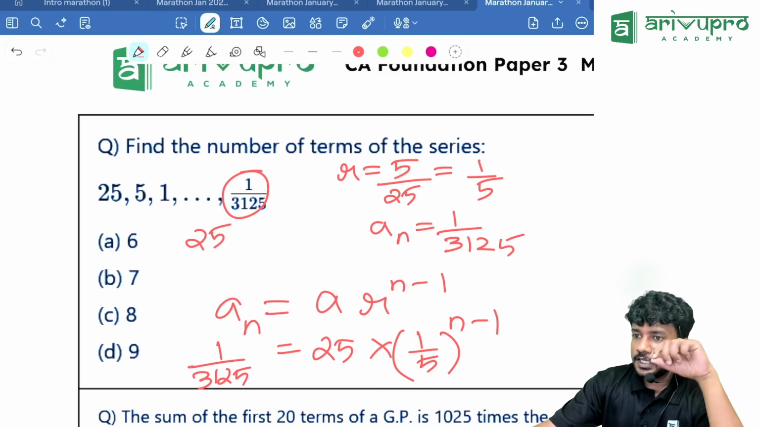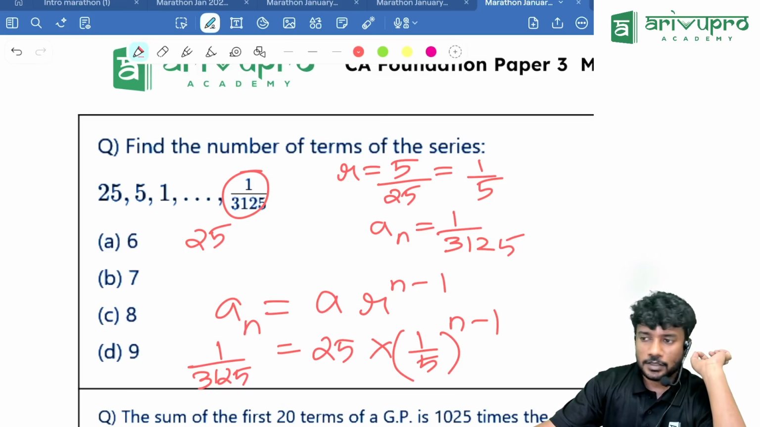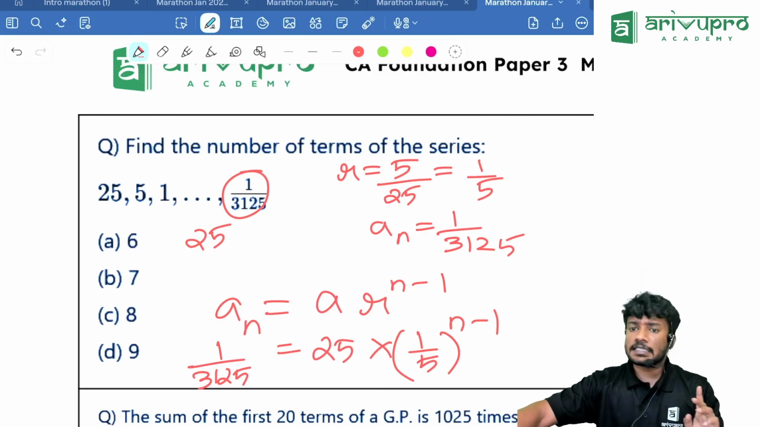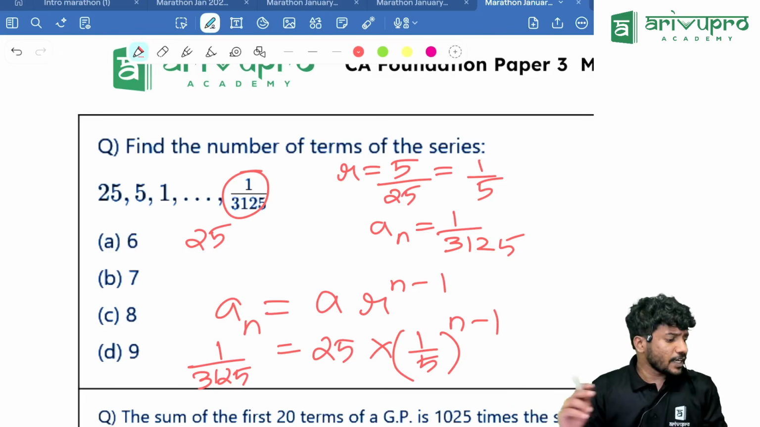After solving this way, I'll tell you the easy method. Okay. Seven? Okay, we will check. That means one person is telling it is 7. Find the LHS value.